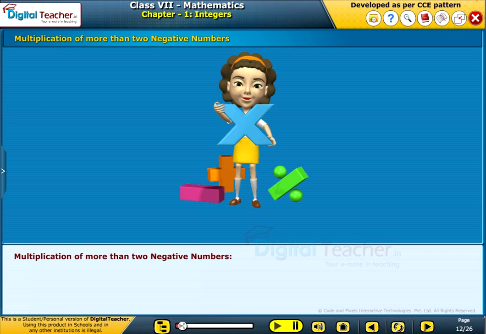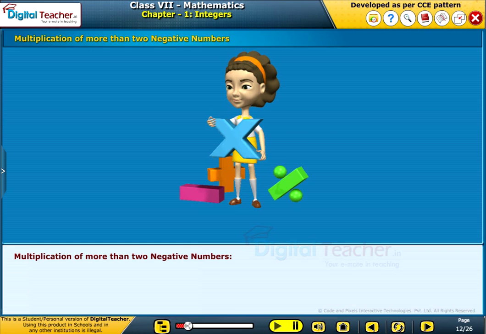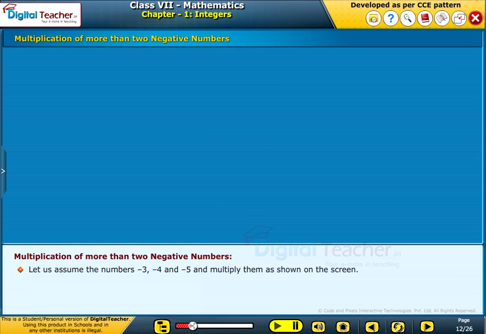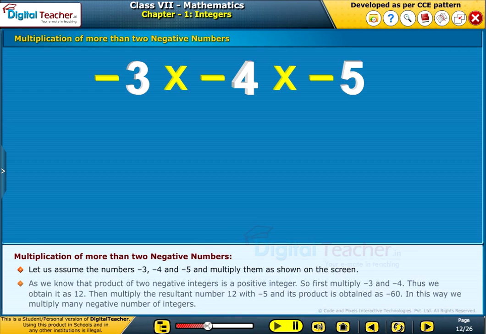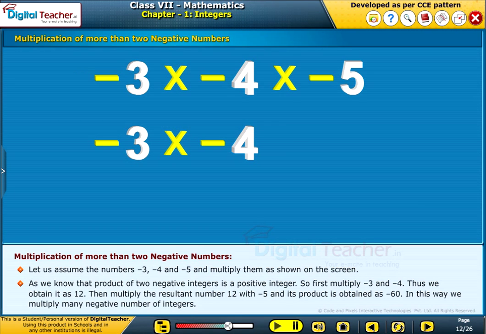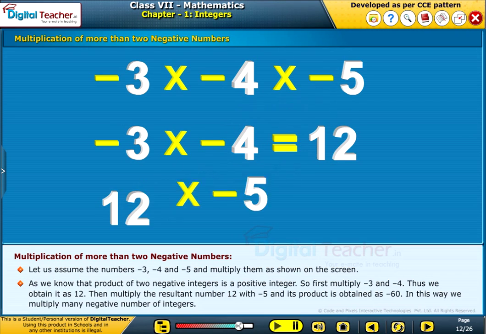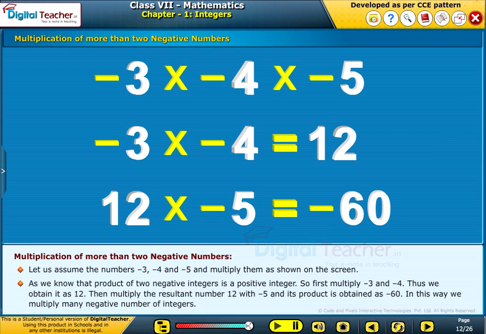Let us further discuss about multiplication of more than two negative numbers. Let us assume the numbers -3, -4 and -5 and multiply them as shown on the screen. As we know that product of two negative integers is a positive integer. So, first multiply -3 and -4. Thus, we obtain it as 12. Then, multiply the resultant number 12 with -5 and its product is obtained as -60. In this way, we multiply many negative number of integers.